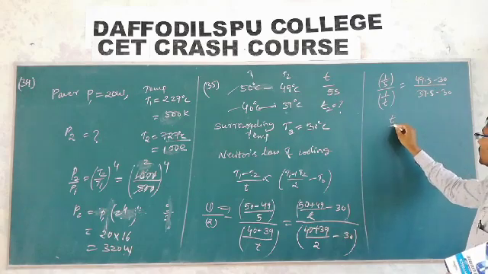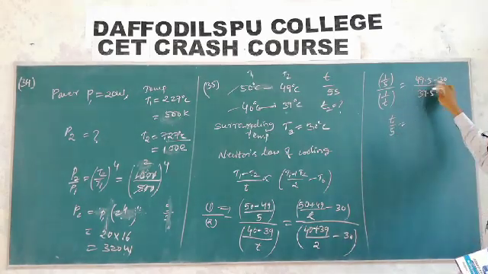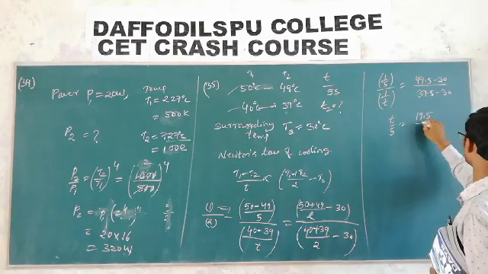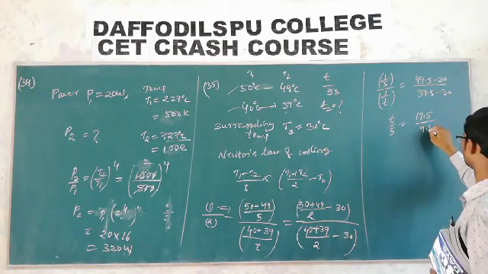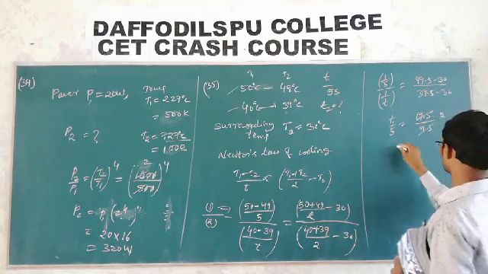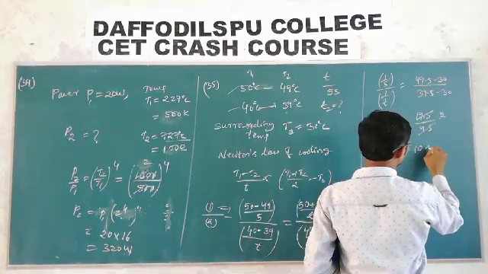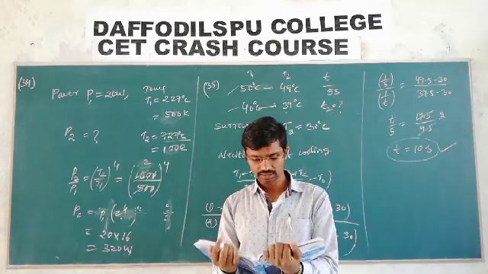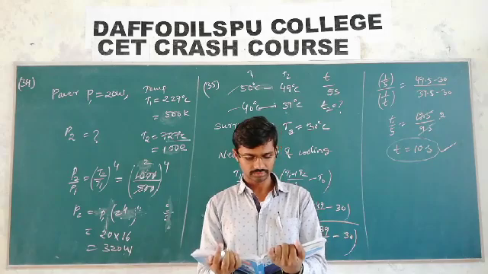So here, t by 5 is equal to 49.5 minus 30, which is 19.5, by 9.5. So this is around 2. Then t is equal to 5 into 2, 10 seconds. This is the second option.